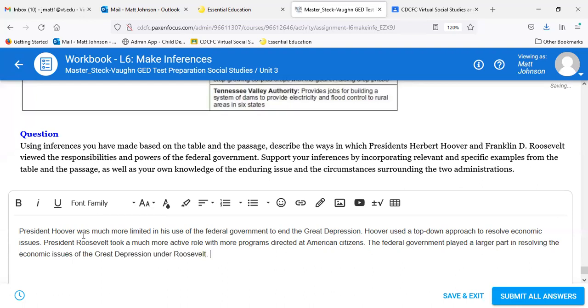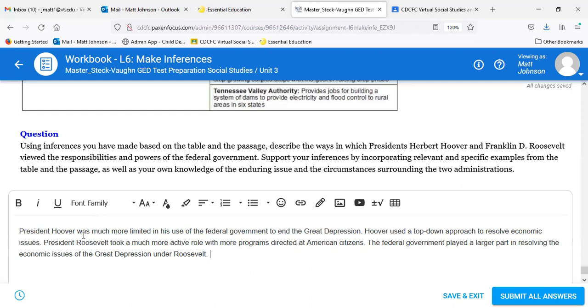So President Hoover was much more limited in his use. Of course, this doesn't get scored like our multiple choice and stuff. So President Hoover was much more limited in his use of the federal government to end the Great Depression. Hoover used a top-down approach to resolve economic issues. President Roosevelt took a much more active role with more programs directed at American citizens. The federal government played a larger part in resolving the economic issues of the Great Depression under Roosevelt.